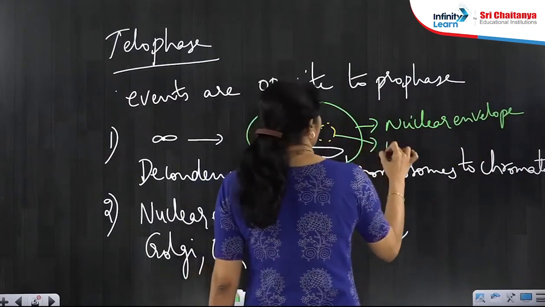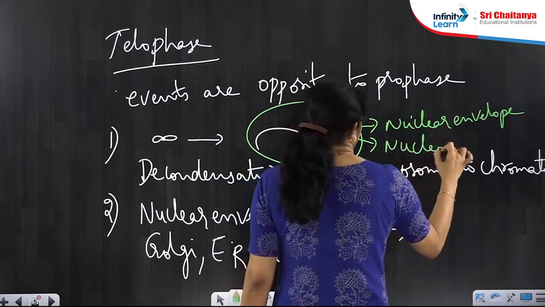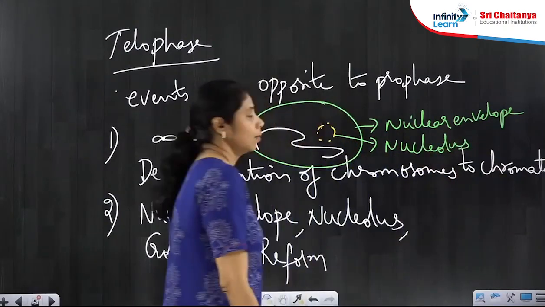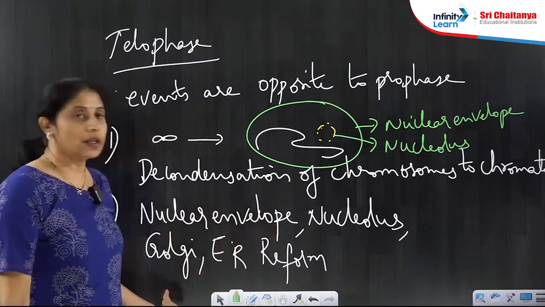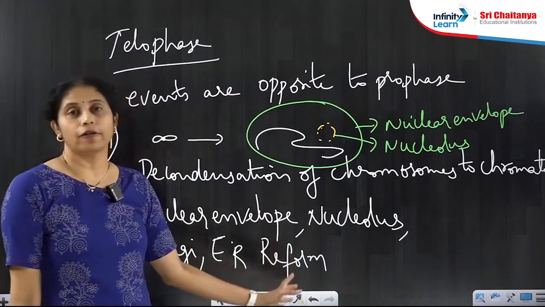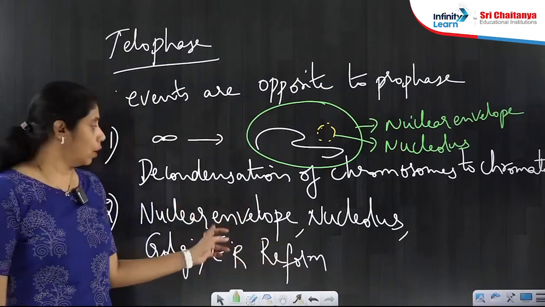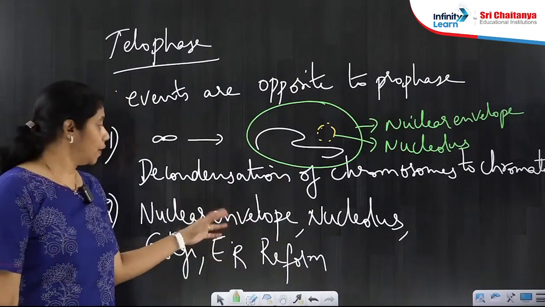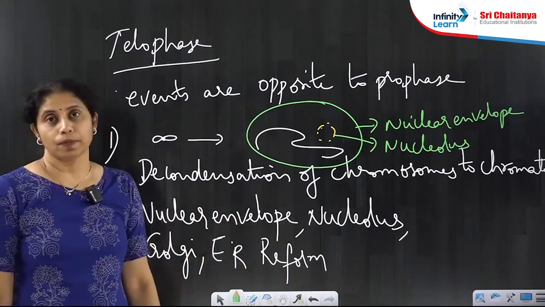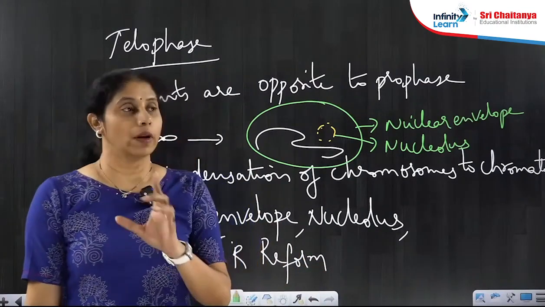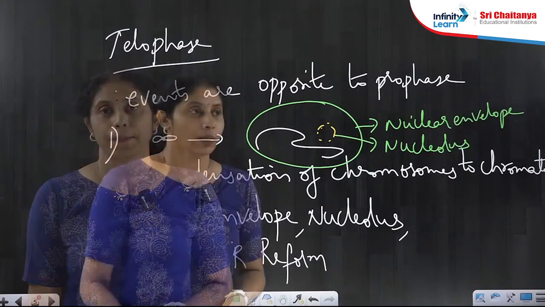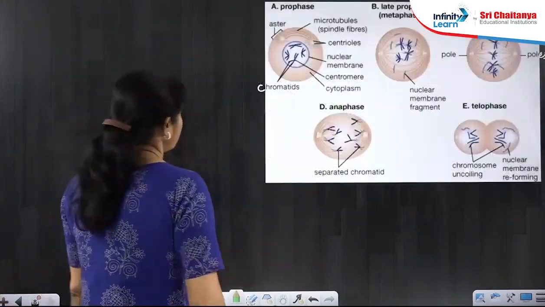This is nucleolus. These are the nuclear changes. In the cytoplasm, if you see, Golgi and ER are reformed because in the prophase they disappear. All these four disappear. In the telophase, all of them will reappear. By the end of the telophase, one nucleus will become two daughter nuclei. Have all understood? All of you see here.